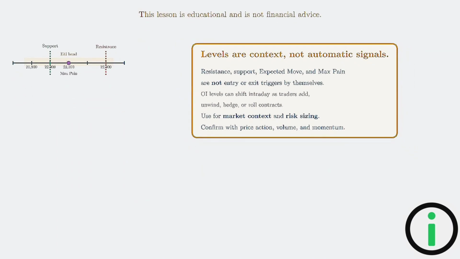The Dhan app may provide live option chain information, but the quality of your analysis still depends on refresh timing, contract selection, expiry choice, and disciplined interpretation.